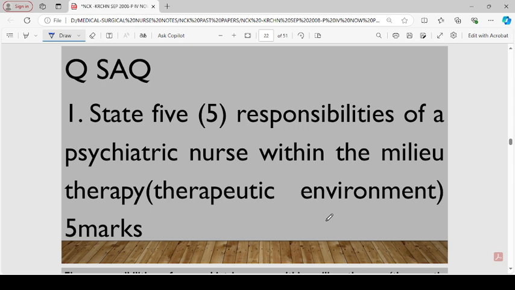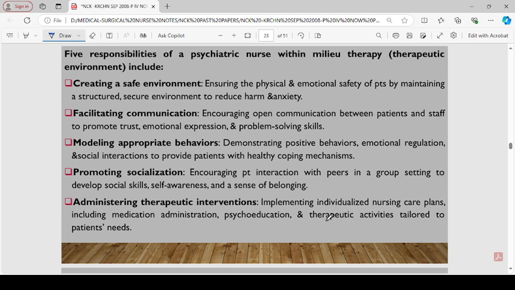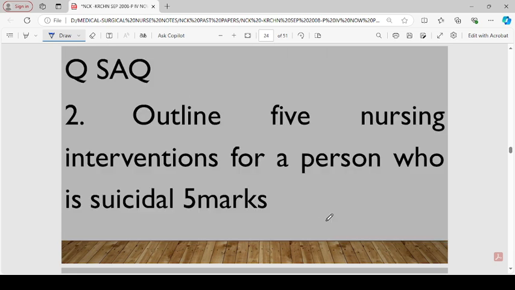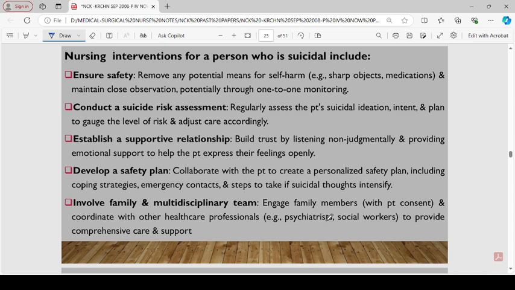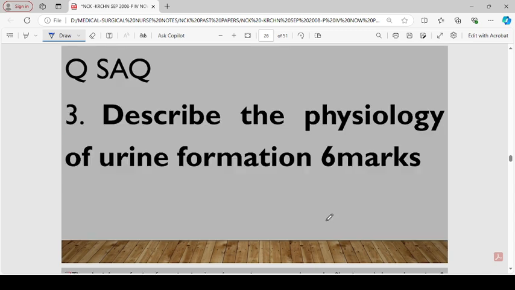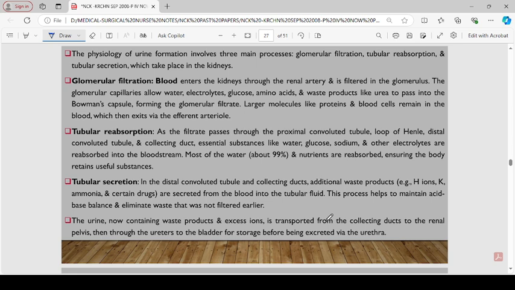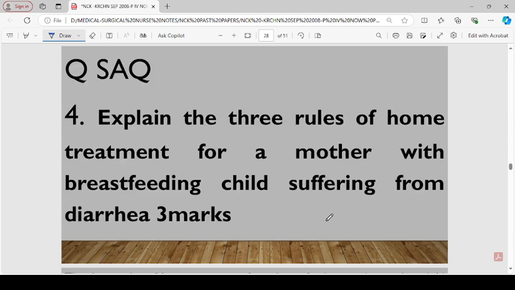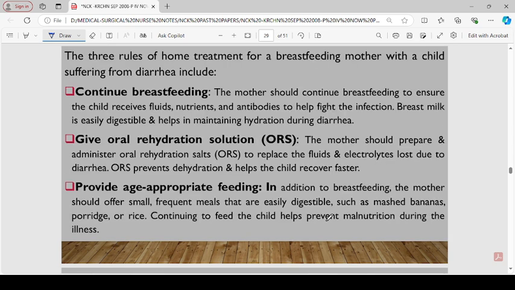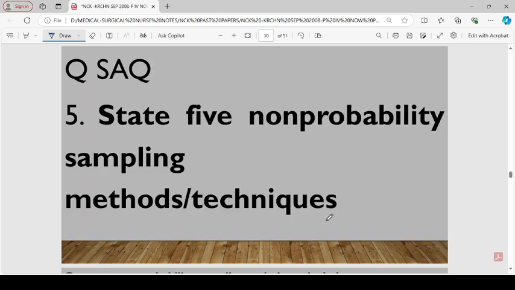State 5 responsibilities of psychiatric nurses. According to the military, we have so many roles. Outline 5 nursing interventions for a person with suicidal ideation. We have several. Describe the physiology of urine formation. All right, we have tried to describe. Explain 3 rules of home treatment for a mother with a breastfeeding child suffering from diarrhea. Of course, you have them. Continue breastfeeding, give oral dehydration solution, and provide appropriate age feeding.